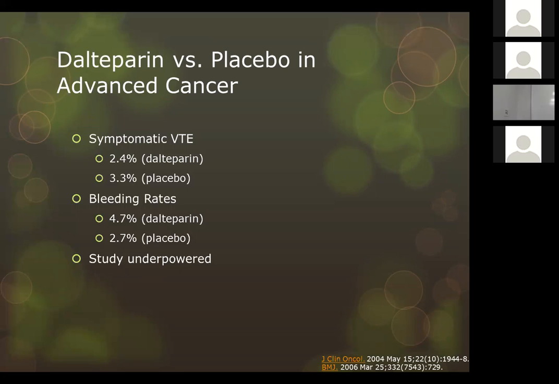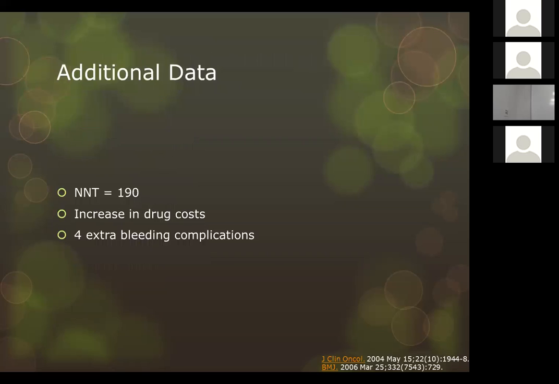So something to realize about this study is it was underpowered. You could see that it did have more people than the previous study, but essentially the results of this study indicate that it really has to be assessed patient by patient. And really, at 1 year, there is no statistical significance. As far as the number needed to treat, you would need to treat 190 advanced cancer patients to prevent one symptomatic VTE.